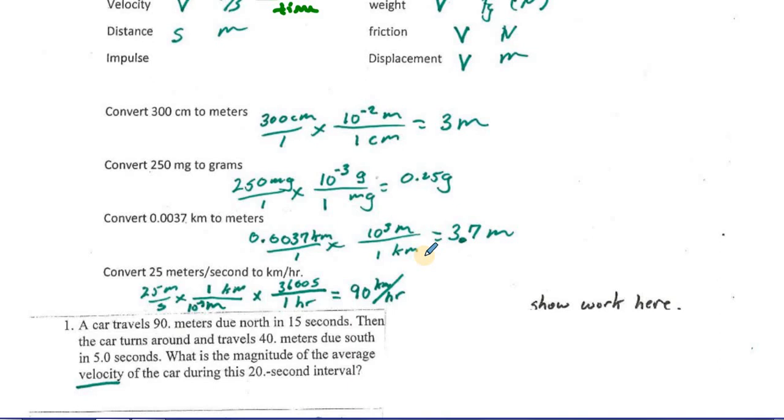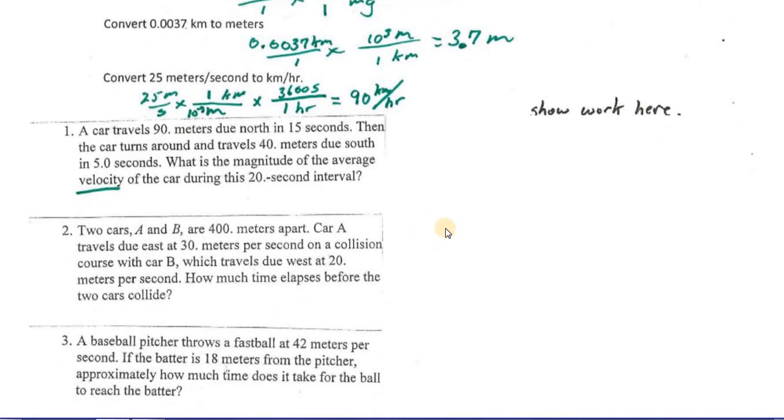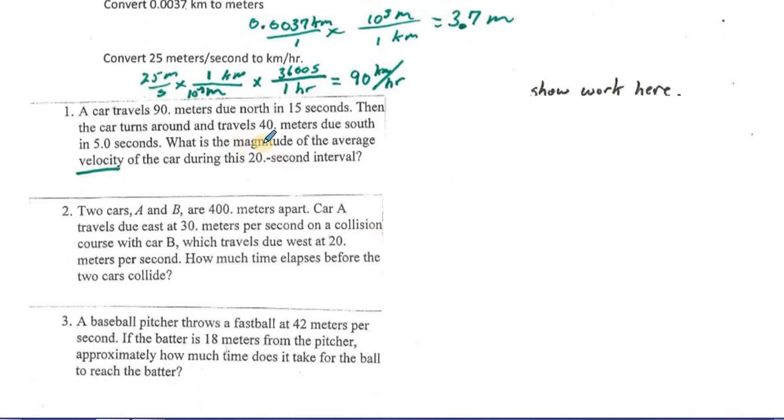Feel free to pause at home and take a look through these. Alright, so getting on with the problems, we have a car traveling 90 meters due north in 15 seconds, and the car turns around and travels 40 meters due south in 5 seconds. What is the magnitude of the average velocity?